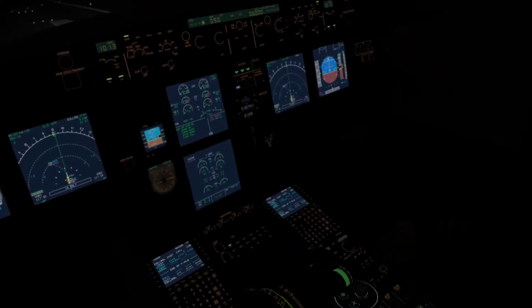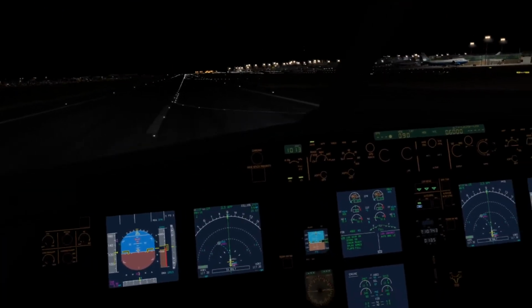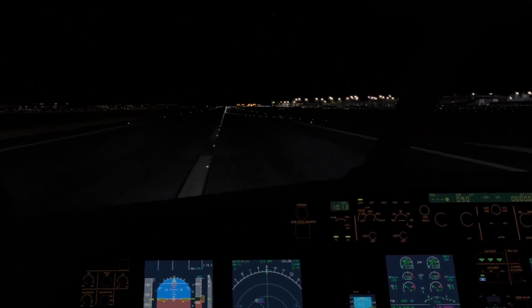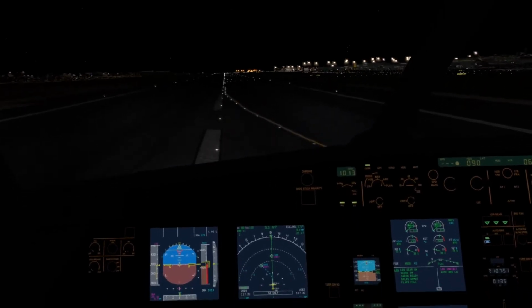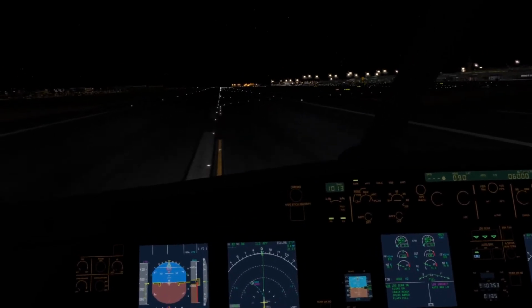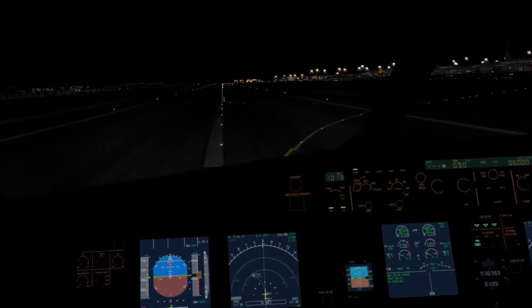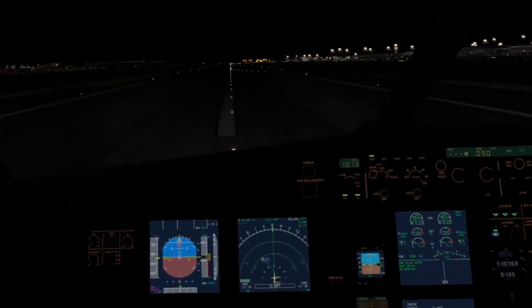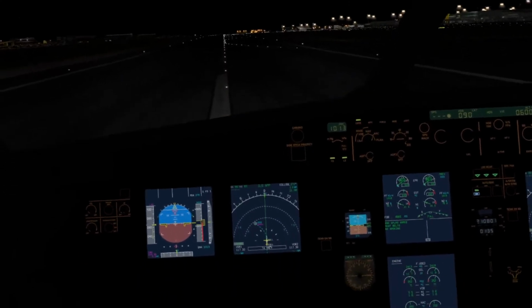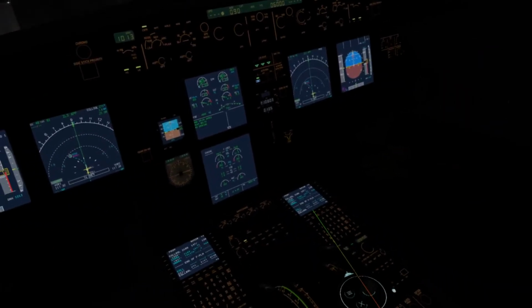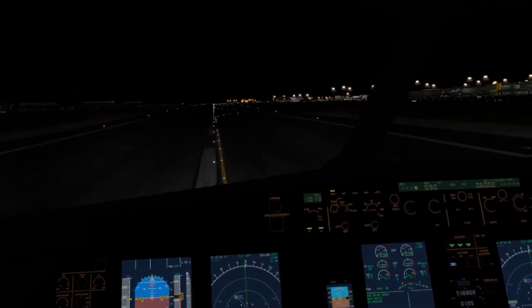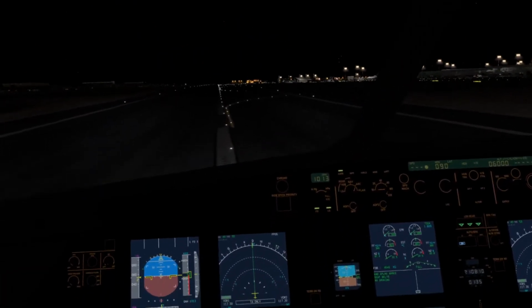Ground spoilers. Reverse green. So we're slowing down right there. That was an okay landing. I could have perfected it a tiny bit on the center line, but yeah. 70 knots. Alright, we can take the next one.